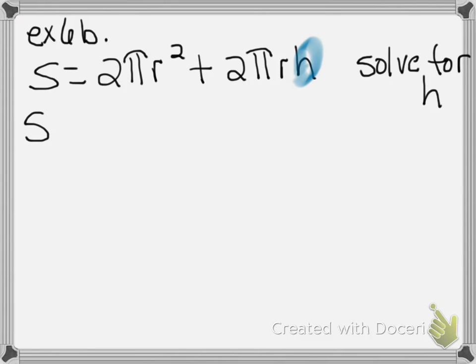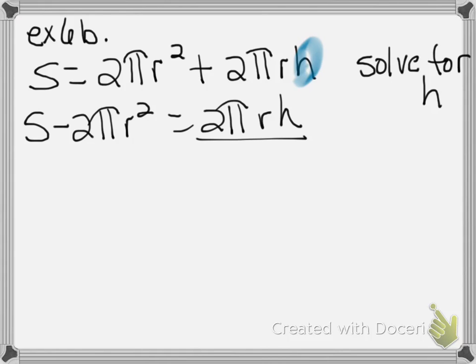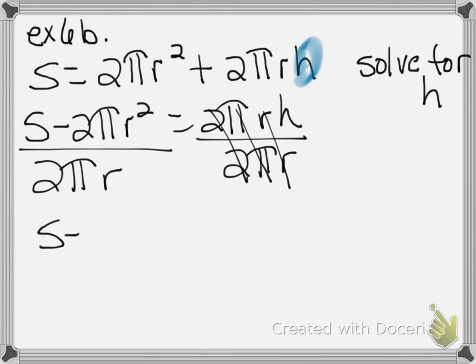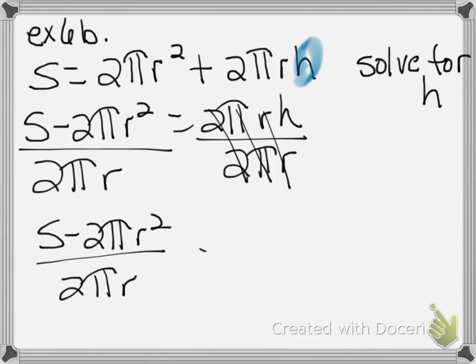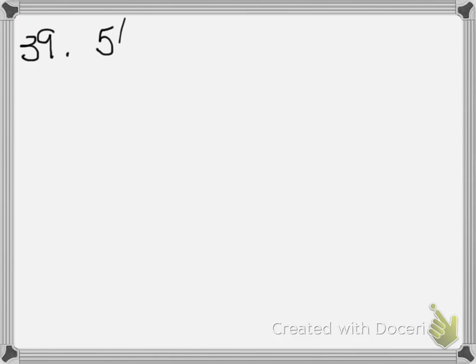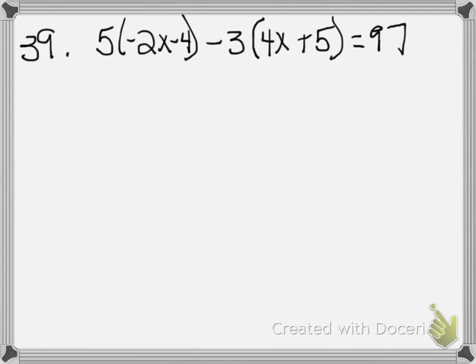We're going to solve for h. So the very first thing we're going to have to do is get rid of the very first term. We're adding the first term, so we're going to subtract it. Okay, our goal is to... so we're going to divide by 2 pi r on both sides.